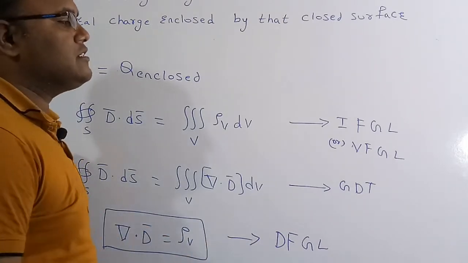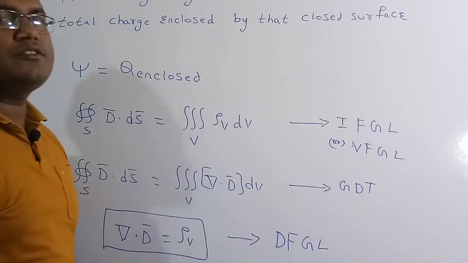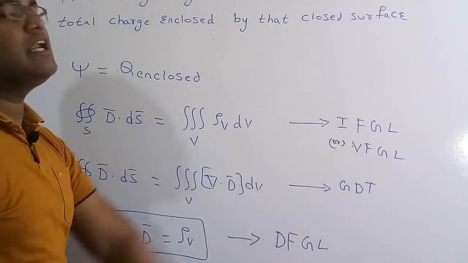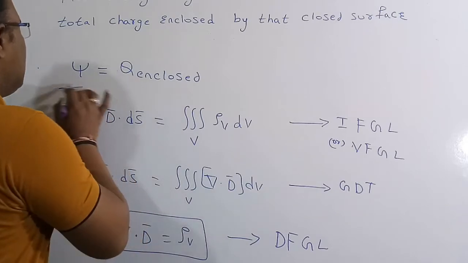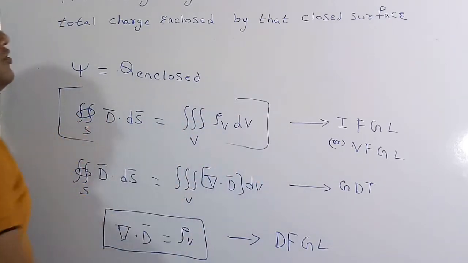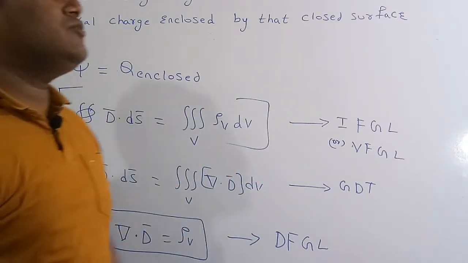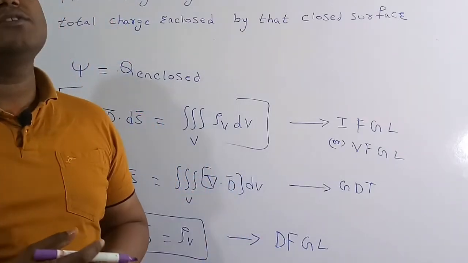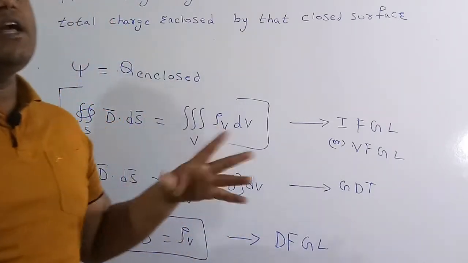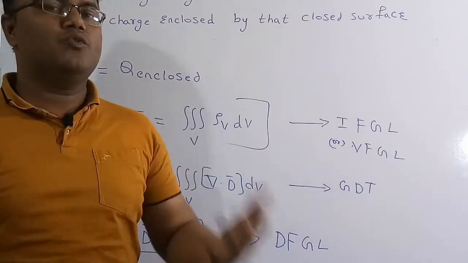But in the question they asked what is the vector form of the Gauss law, or we can even say which is the integral form of the Gauss law. So this is the correct solution of this question. Basically, the Gauss law tells you that the total amount of electric flux passing through any closed surface is equal to the amount of charge enclosed by that closed surface.